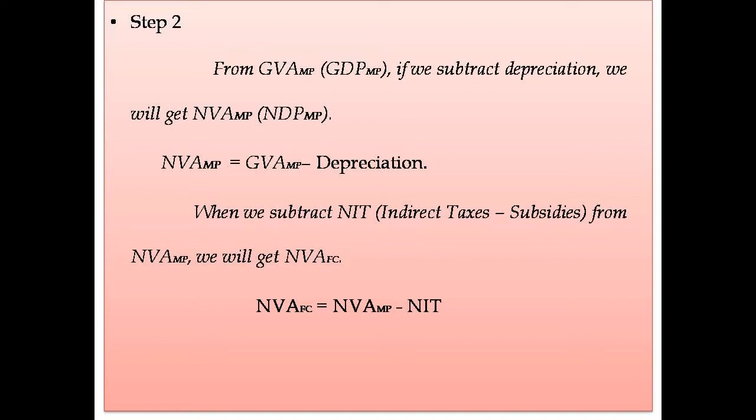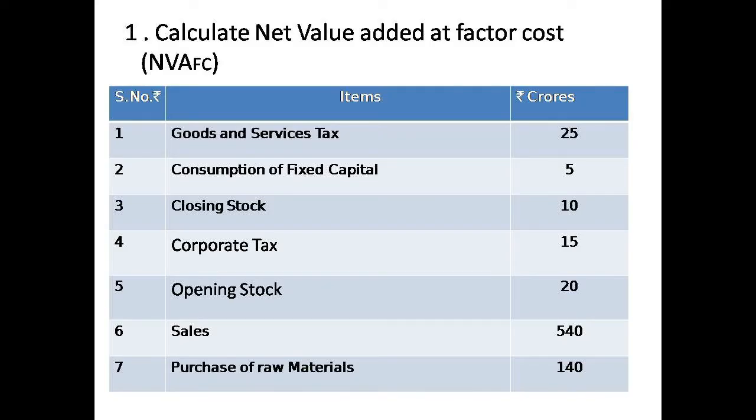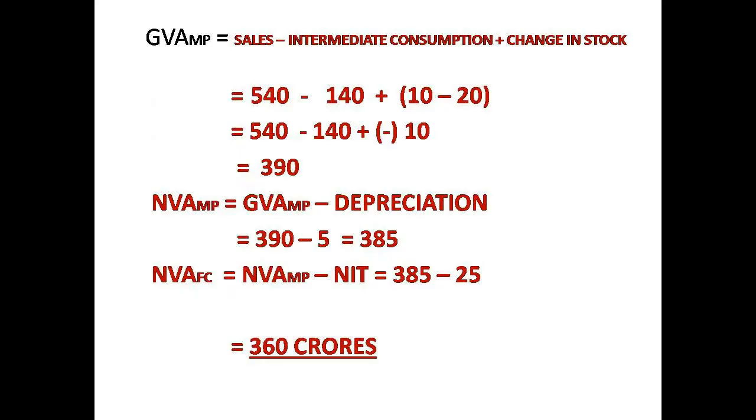Let us now discuss few problems. See, the first problem, calculate net value added at factor cost. We have to calculate NVA-FC. They have given goods and services tax, which is indirect tax. Then consumption of fixed capital, which is nothing but depreciation. Closing stock is given. Corporate tax is given. Opening stock is given. Sales is given. Purchase of raw materials is also given.